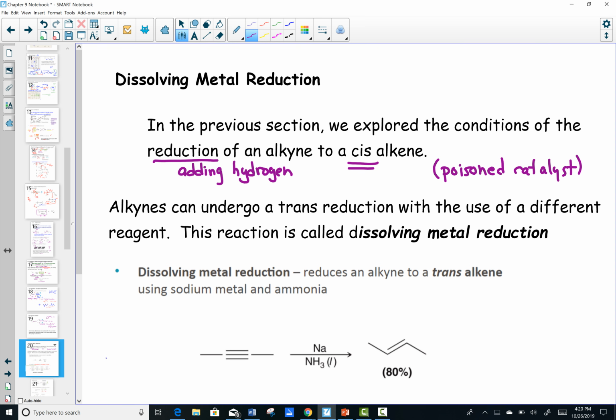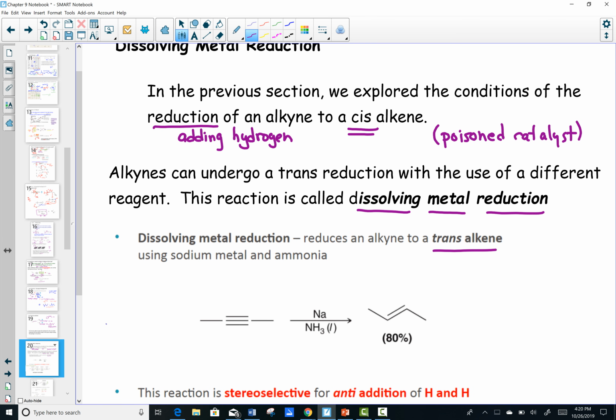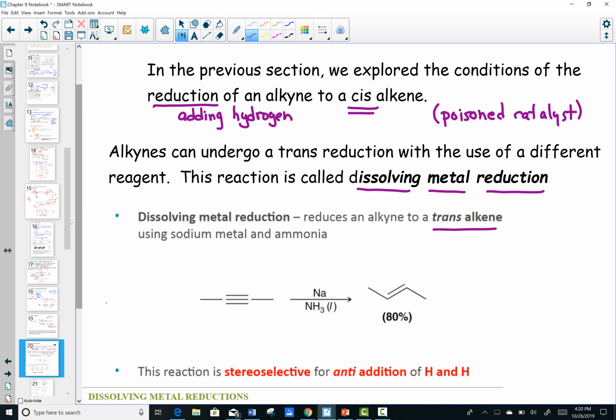Well, in this section, we introduce a different mechanism, a different reagent in the process called a dissolving metal reduction. And the difference here is that it will now favor the trans position for the alkene. So we have a different mechanism, a different set of reagents to use to end up with the trans configuration. Here we start with a yne configuration between carbon 2 and carbon 3.